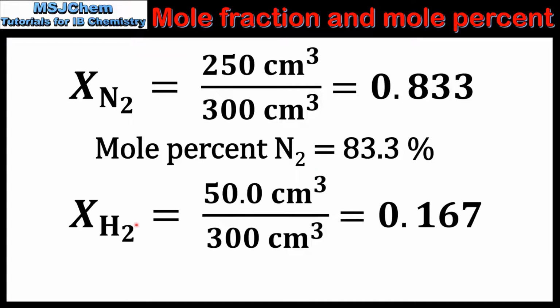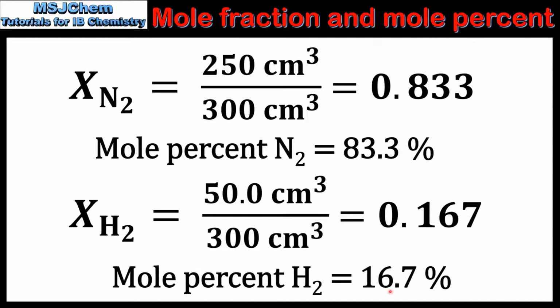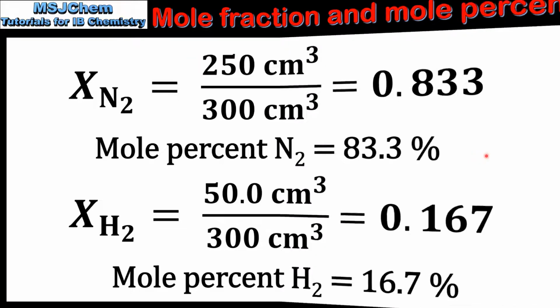To calculate the mole fraction of hydrogen, we divide the volume of hydrogen by the total volume of the mixture, which gives us the same answer as before, which is 0.167, and a mole percent of 16.7%. Note that the sum of the mole fractions must be equal to 1, and the sum of the mole percents must be equal to 100%.